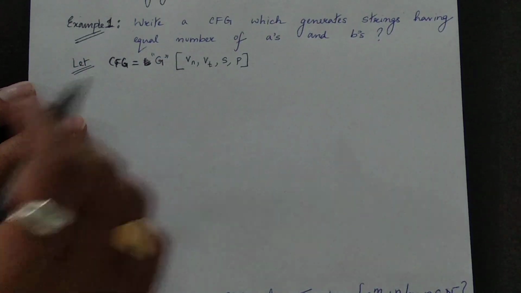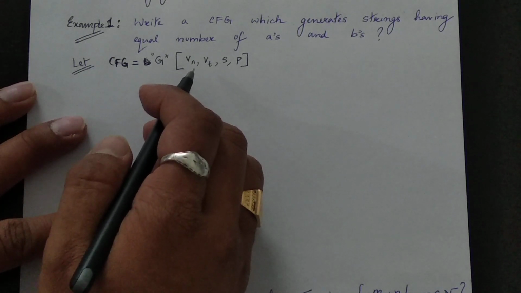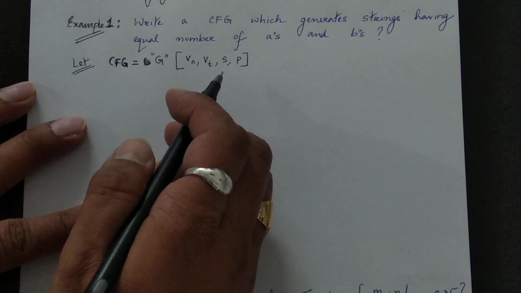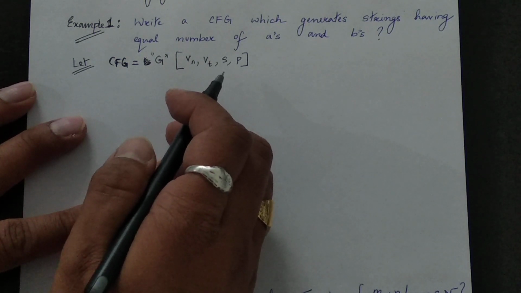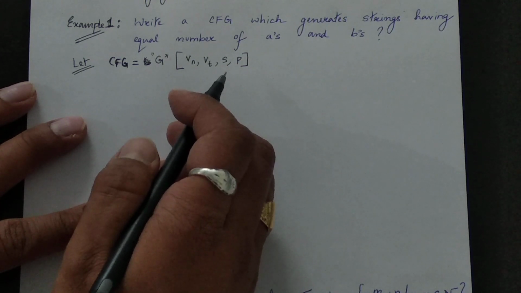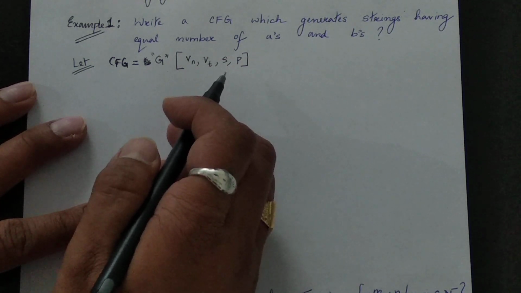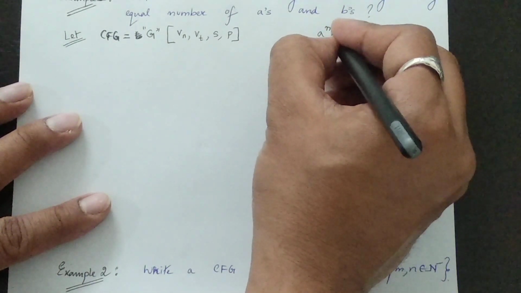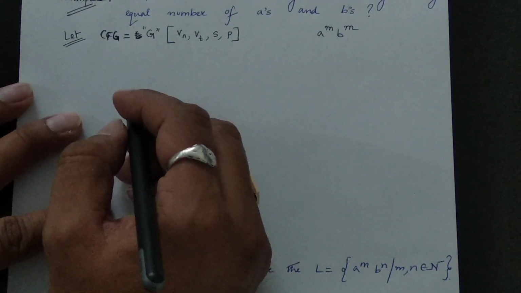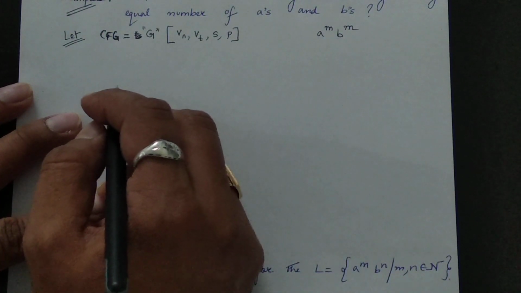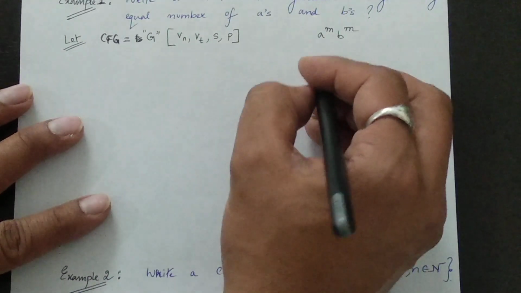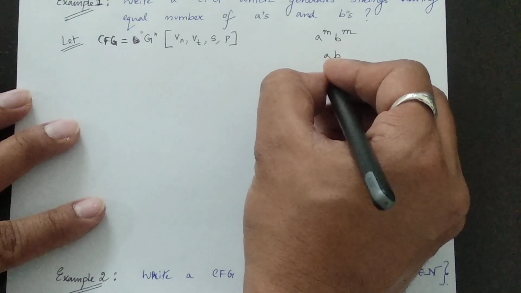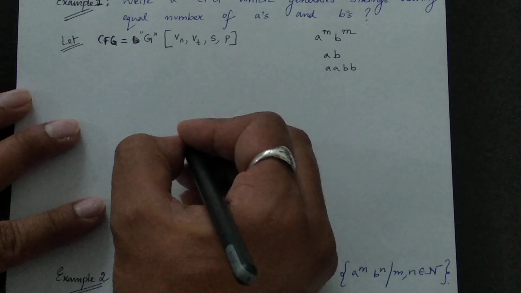In your exam you can write down what VN, VT, S and P stand for, but here we only have to find the production rule. As I told you, you have to find an equal number of A's and B's, so I can write it as A to the power M and B to the power M, suppose. The initial string I'm going to find is AB, then A, B, B. I'm finding the possible strings, then I will jump to the grammar.